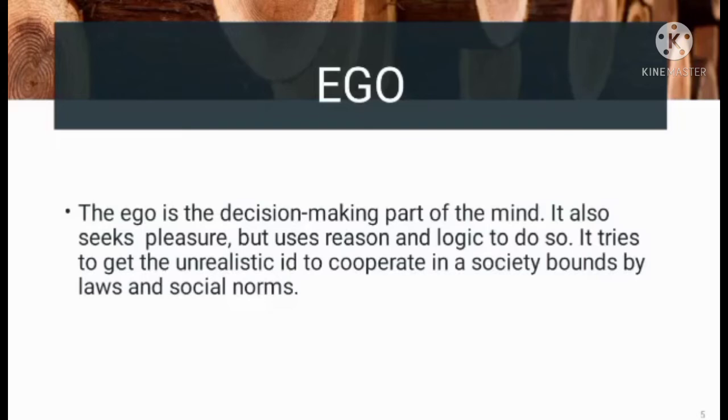In this example, your actions are similar to the ego. Why? Because the ego is the psychological component of the personality that is represented by our conscious decision-making process.